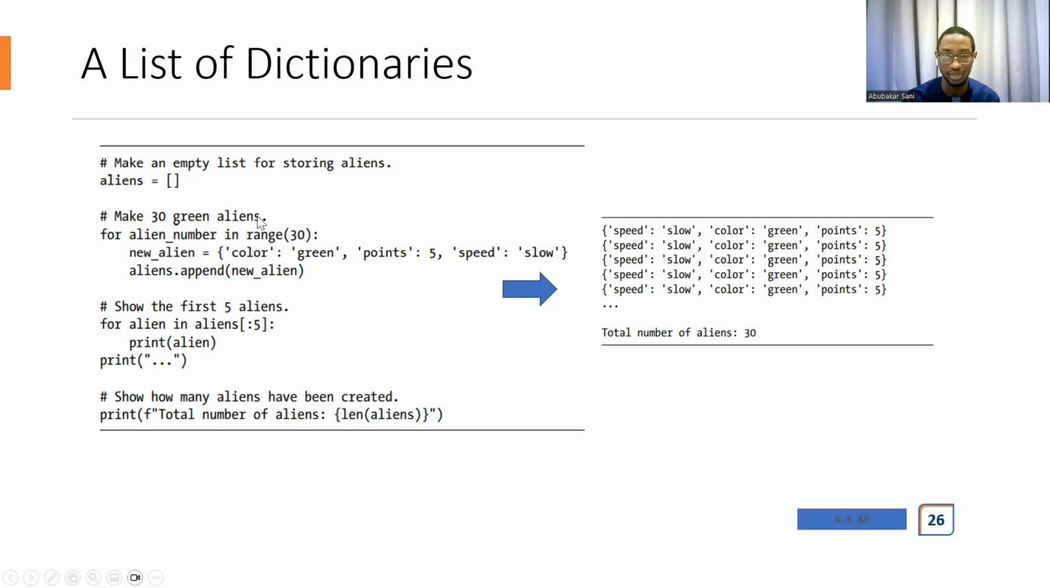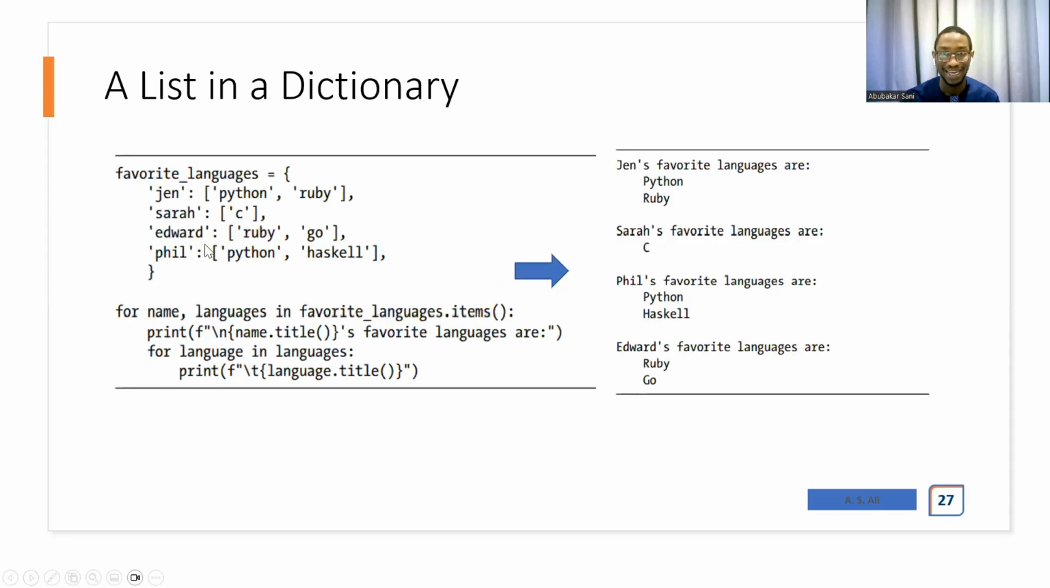So you can see this one is what? A list of dictionaries. A list of dictionaries. And that's exactly what you can print out here to see. Okay. We can have a list in a dictionary.